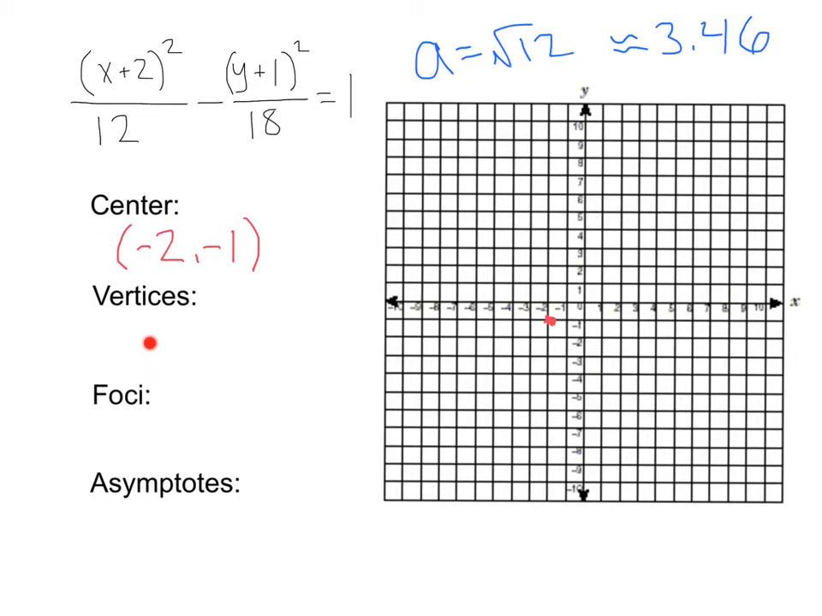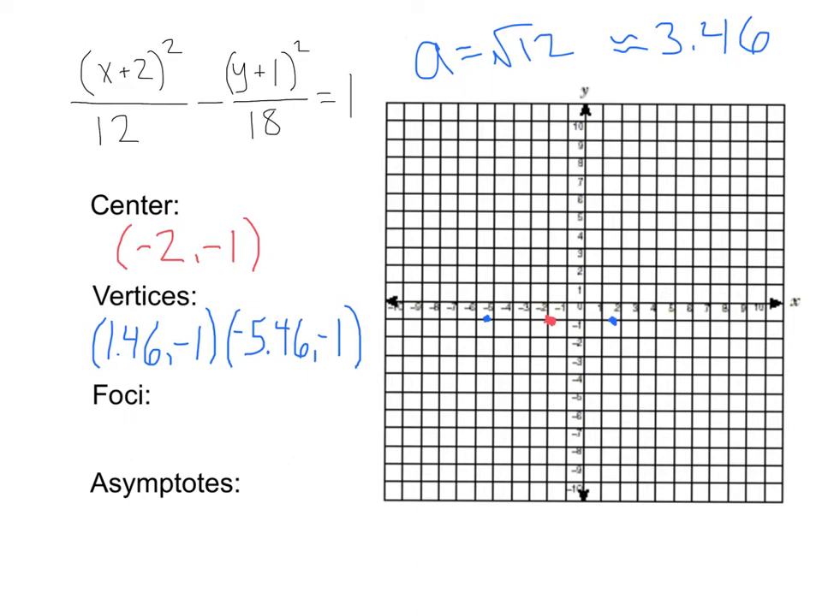To find our vertices, we need the square root of our a term, or this 12. a equals square root of 12, approximately 3.46. Since the x squared term is first, this time we're going to be going in the horizontal direction. So I can just start from my center and go over 1, 2, 3.46, and to the left, 1, 2, 3.46. There we're going to get our points at 1.46, negative 1, and negative 5.46, negative 1. Just adding this value in the horizontal direction to our x coordinate, negative 2.